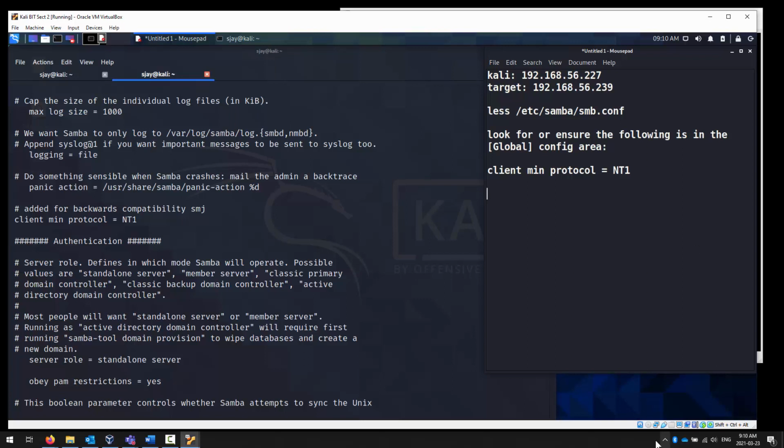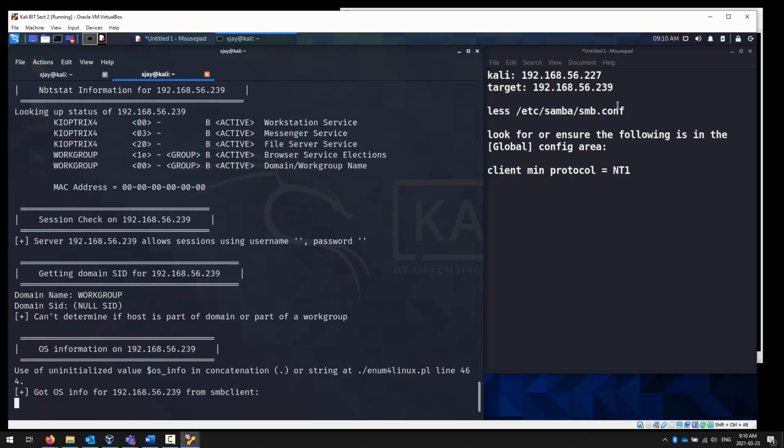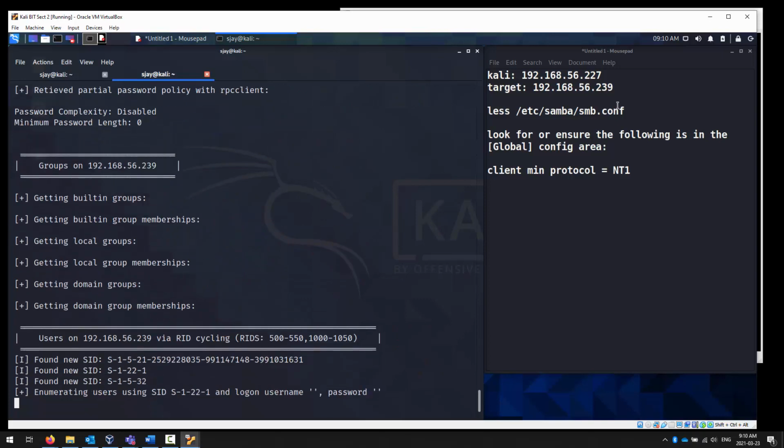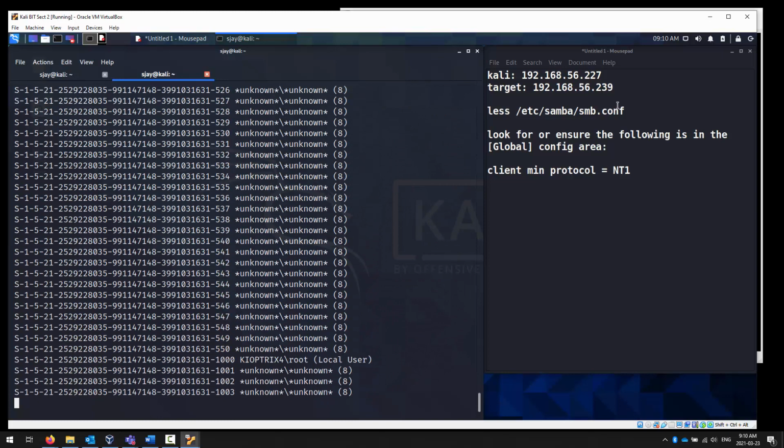Alrighty, so that's what we're trying to do, and to be honest, you will know very quickly if that is in place. The next thing I want to do is my enum for Linux. I want to target my target IP. It's not 134. For me, it's going to be 239, just like that. And the fact that it is running pretty quickly is a good indicator.